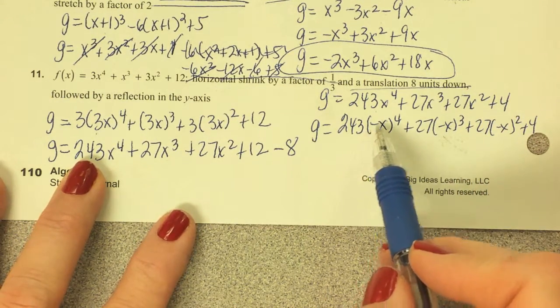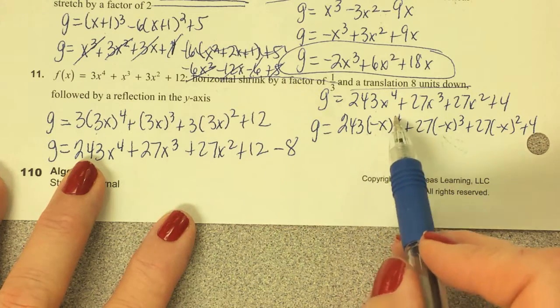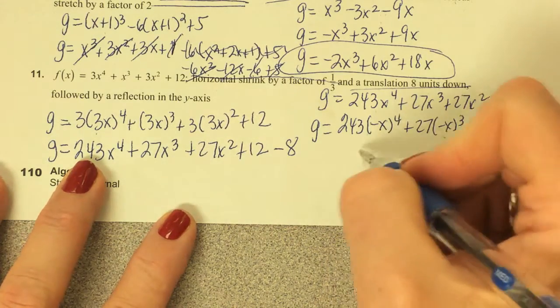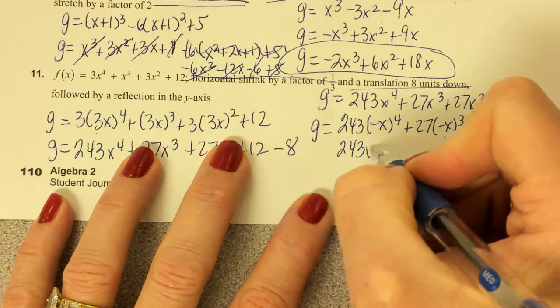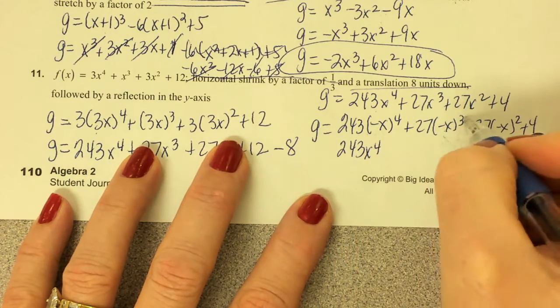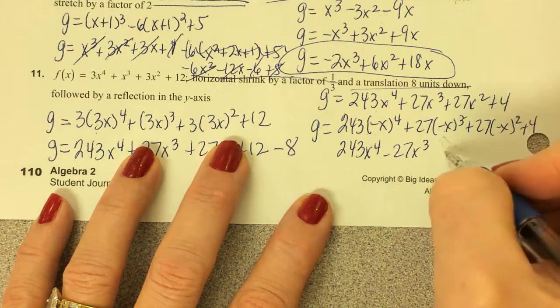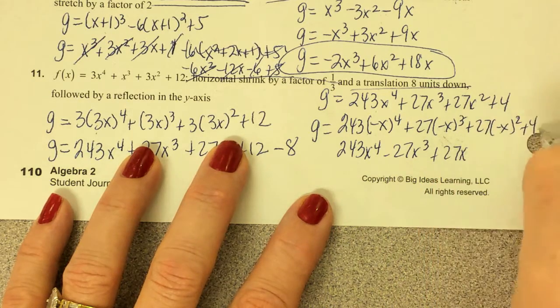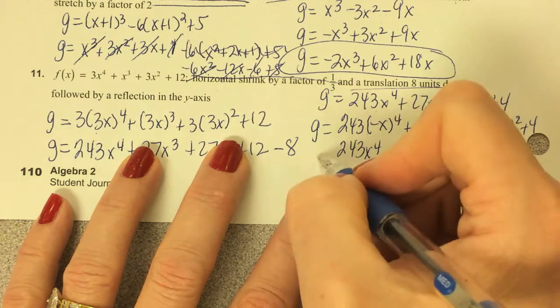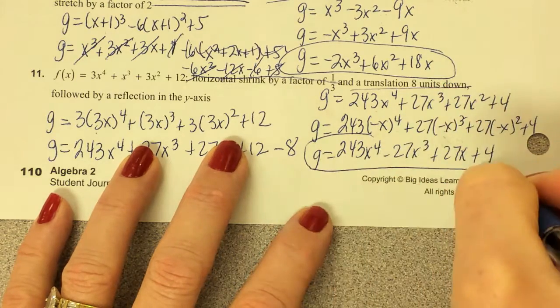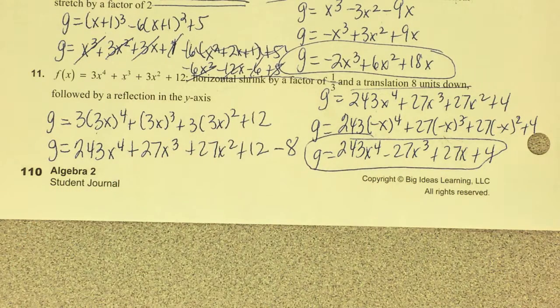So if I have a negative x to the 4th, is that going to be positive or negative? Positive. So 243 x to the 4th. Negative x to the 3rd is negative, right? Negative x squared is positive. And positive 4 doesn't change. Alright? So you can see how it's kind of difficult putting it with all of that stuff. Alright, very good with that.